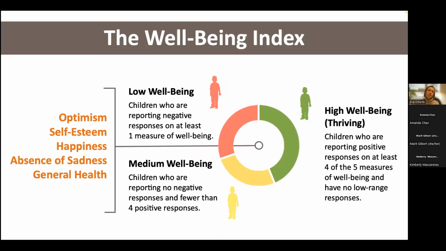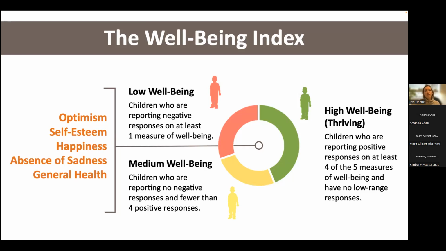How does the MDI connect to that? I want to show you briefly a couple of key data points that you get back when you participate in the MDI with your district. So when reports are coming back to you, one main thing you will be seeing is the well-being index. The well-being index is a composite measure. It's a way for us to summarize children's responses on multiple items that indicate well-being: optimism, self-esteem, happiness, the absence of sadness, and general health are the 5 items we combine into one larger index of well-being.